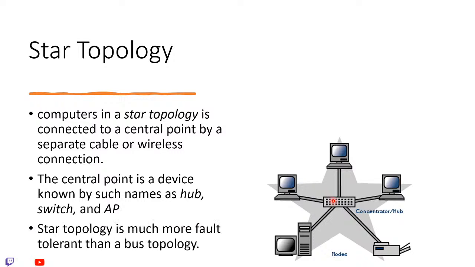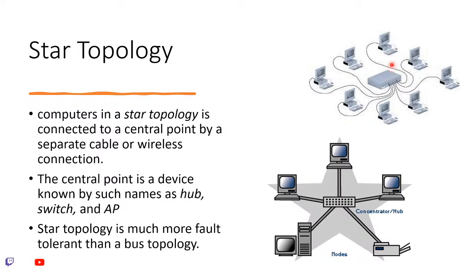So the star topology is much more fault tolerant than the bus topology, because anything going wrong with the medium line in the bus topology breaks the whole communication. So star topology is much more fault tolerant than the bus topology. So it works like this. If this node is not working, it does not affect the other nodes.